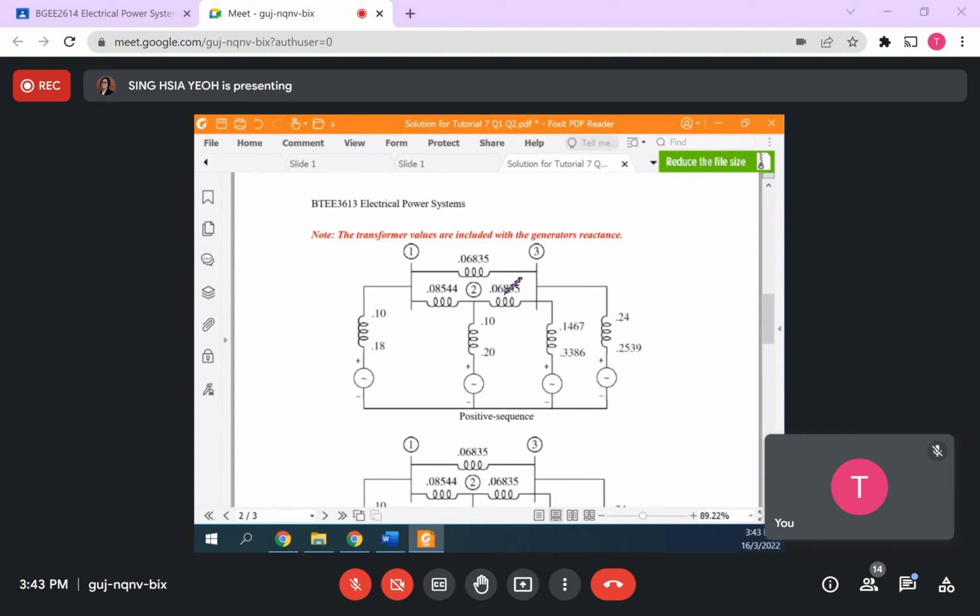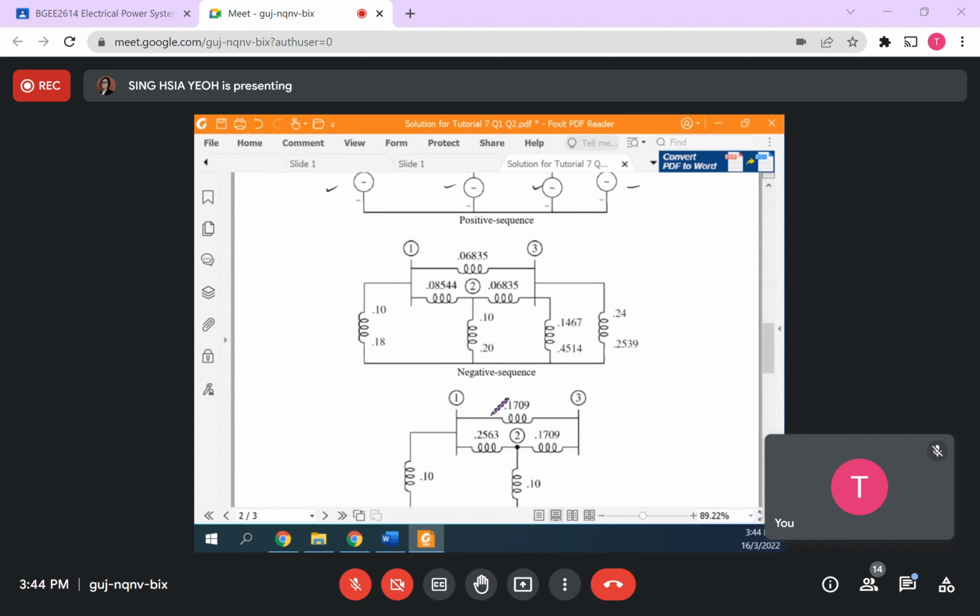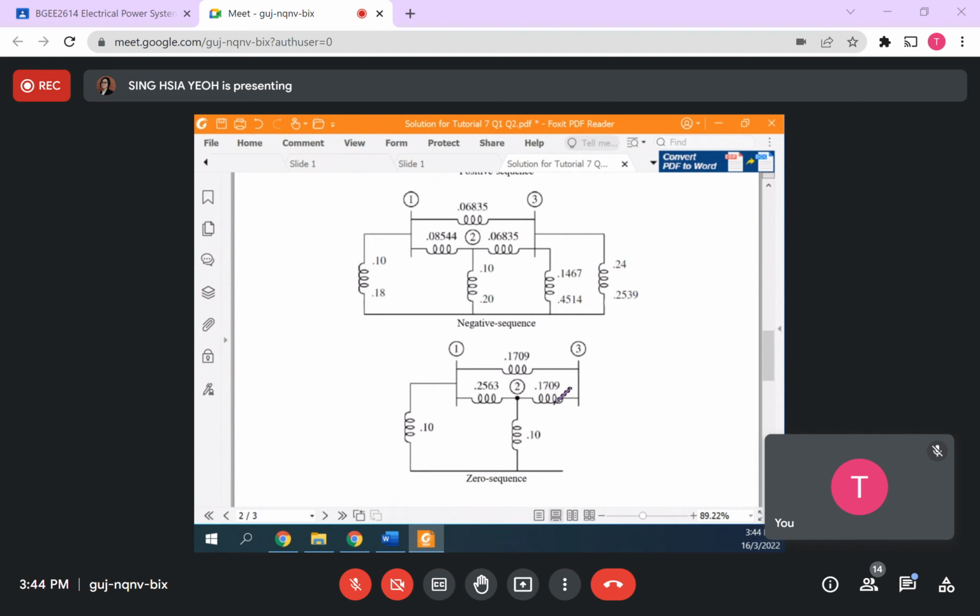Okay, then you need to draw the diagram. Positive sequence draw like this. Only positive sequence is with source. Okay, then negative sequence without source. 0 sequence. Why 0 sequence look like this? It is because, still remember I just told you before.